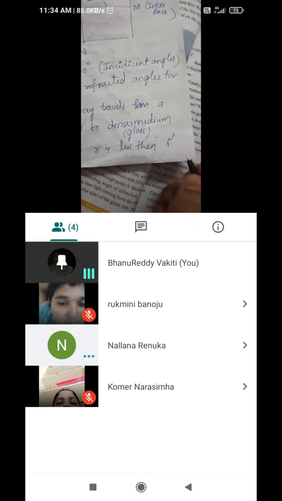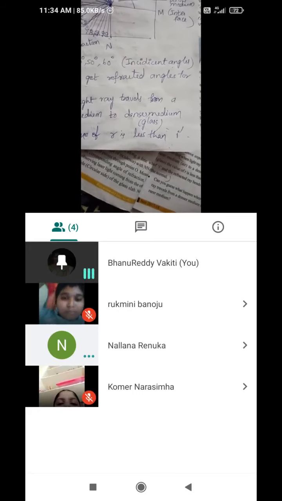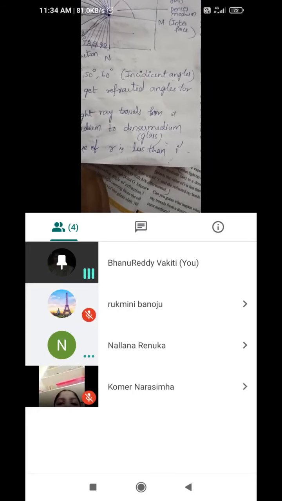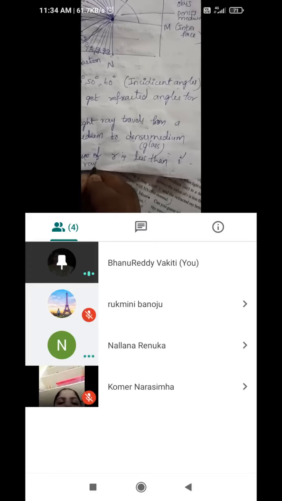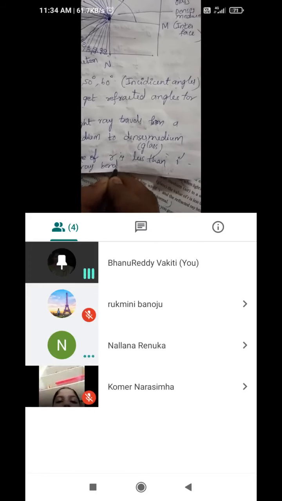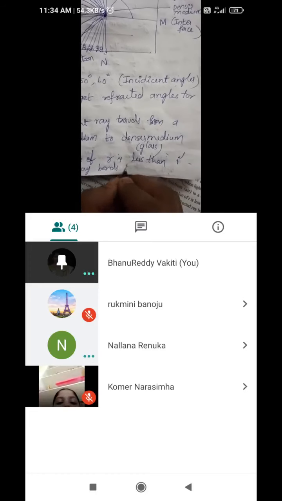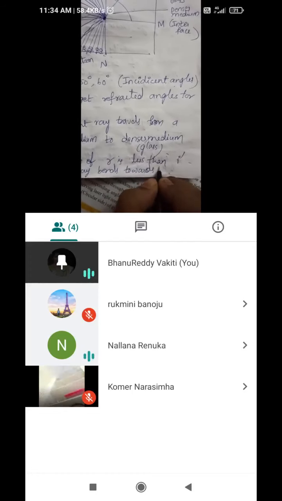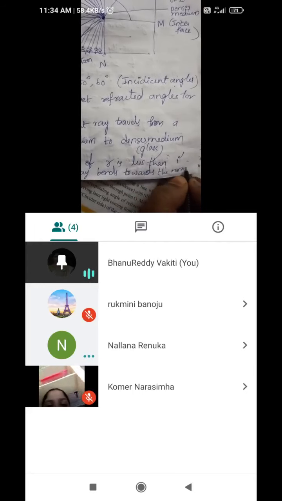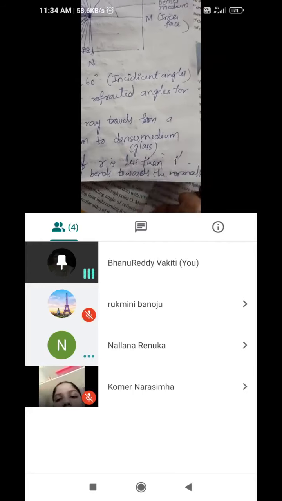So like that we can conclude, the refracted ray bends towards the normal line. Refracted rays bend towards the normal line. So like that we can conclude.